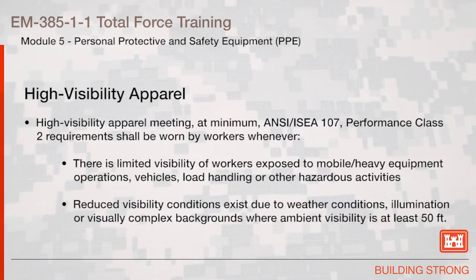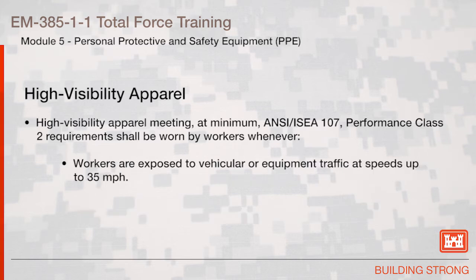High visibility apparel meeting at a minimum ANSI and ISEA 107 Performance Class 2 requirements shall be worn by workers whenever there is limited visibility of workers exposed to mobile or heavy equipment operations, vehicles, load handling, and other hazardous activities. Reduced visibility conditions exist due to weather conditions, illumination, or visually complex backgrounds where ambient visibility is at least 50 feet, and where workers are exposed to vehicular or equipment traffic at speeds up to 35 miles per hour.